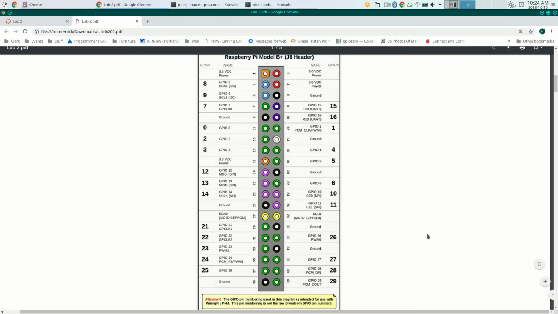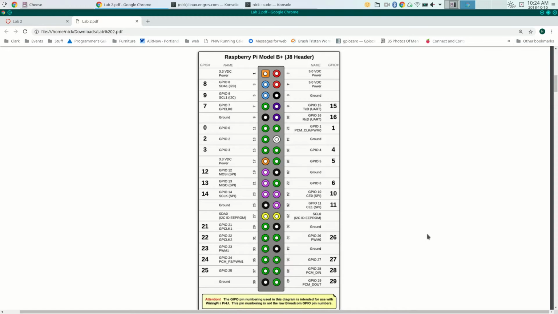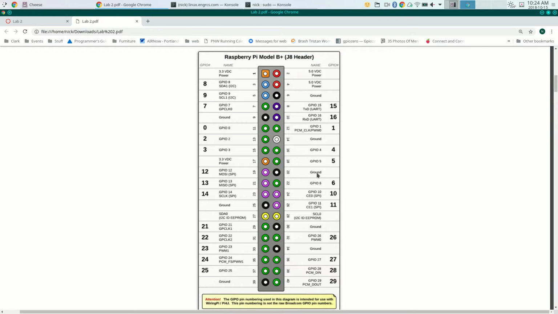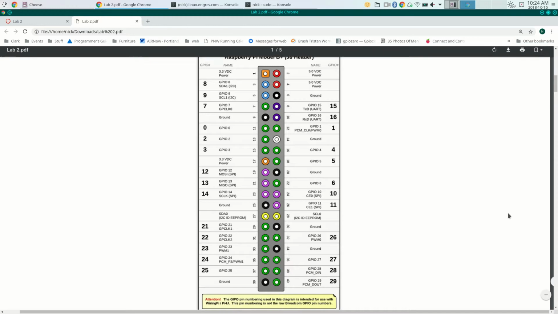And these have different functions. So pin 2 and 4 are labeled 5 volts DC power. Okay, you don't actually need to use those. Pin 6 is labeled ground. Okay, so that you'll probably need to use. And in particular, pin 16 is labeled GPIO 4, 18 is GPIO 5, 20 is ground. So let me mark those over here. We'll come back to those in a second.